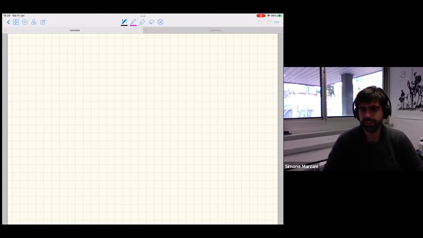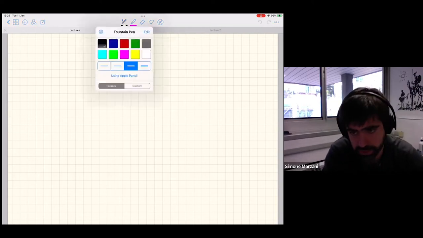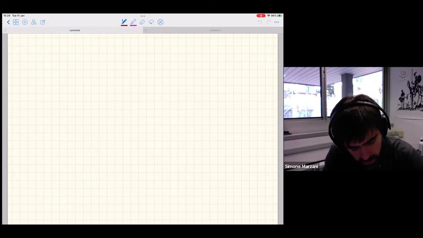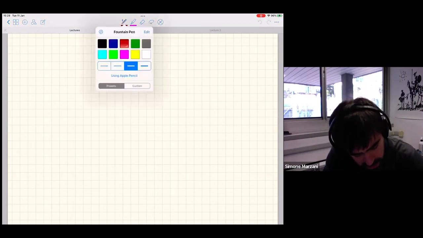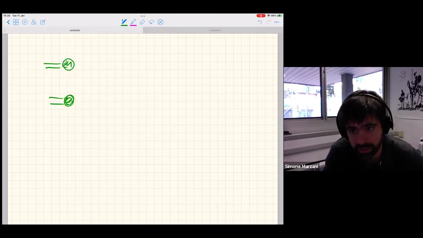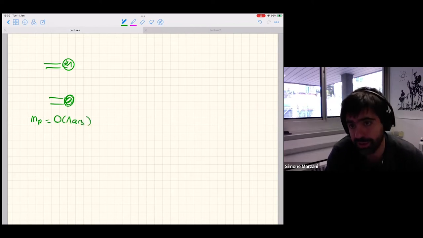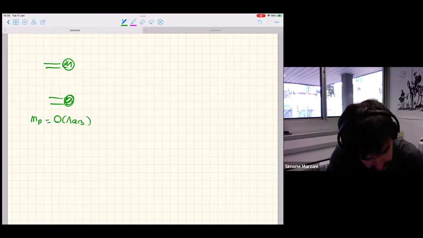So let's go back for a second to our picture of proton-proton collisions, and that's where I want to leave you before the break. If you remember, we said that we had two protons coming in, and protons leave. The mass of the proton is clearly of order Lambda_QCD, so the internal dynamics of the protons is non-perturbative. I write them in green.